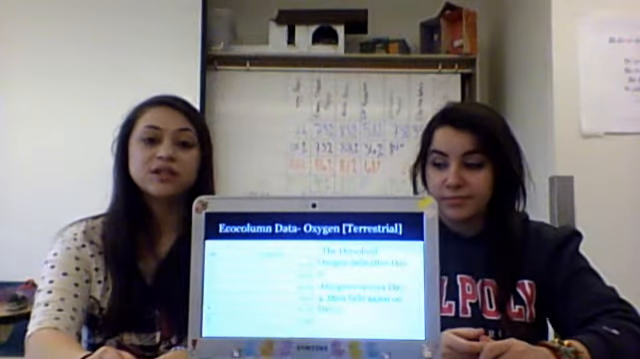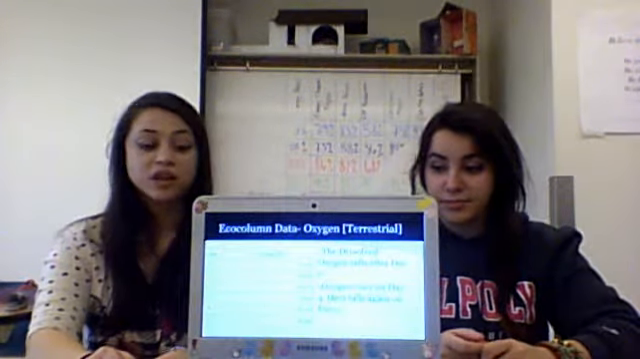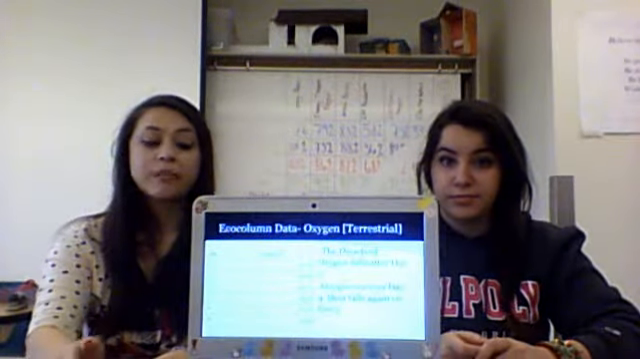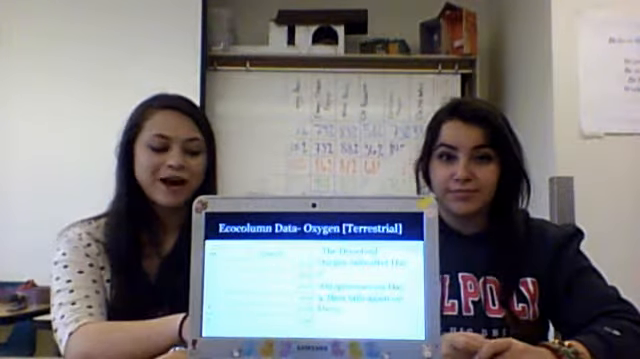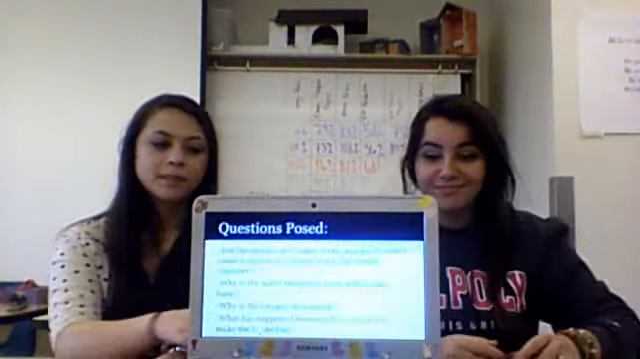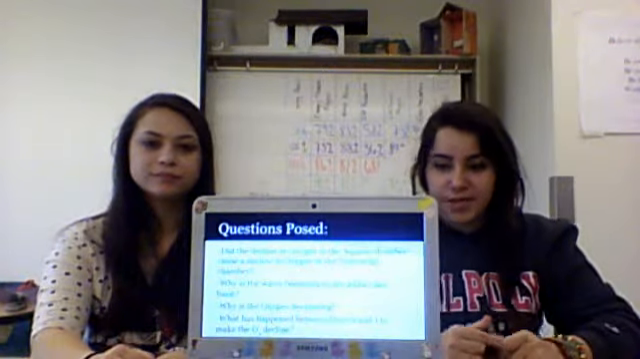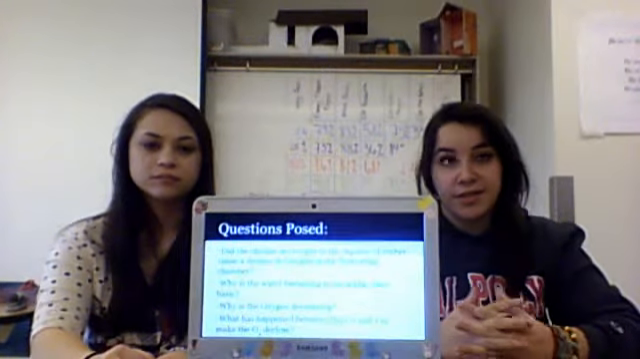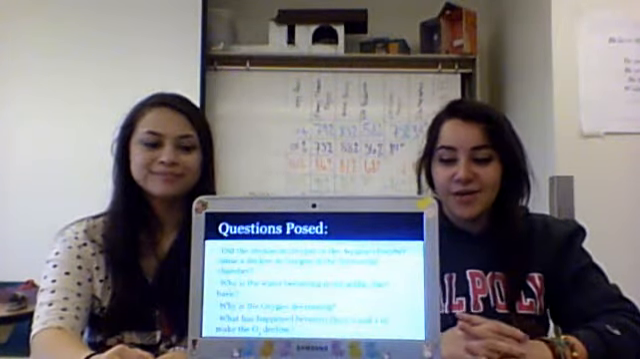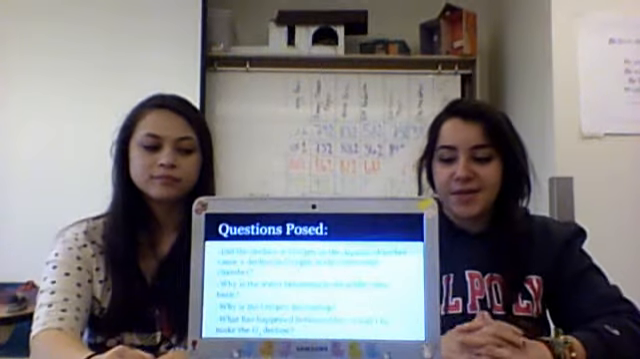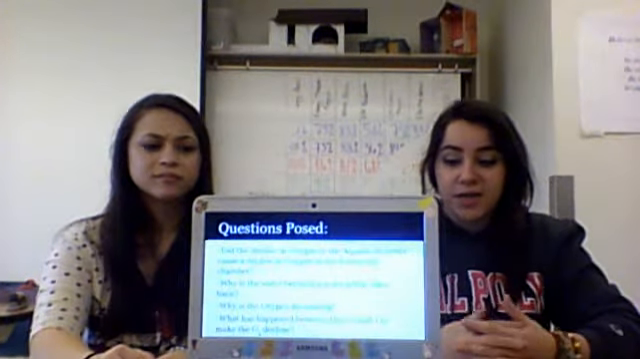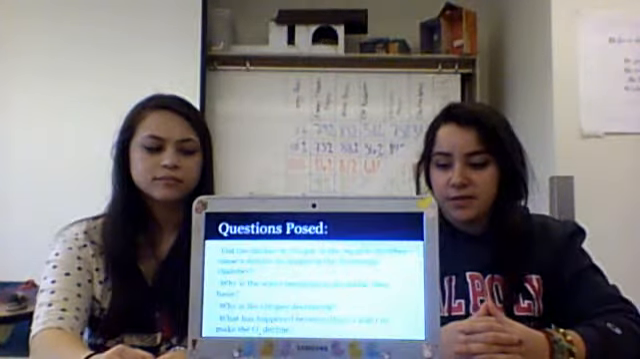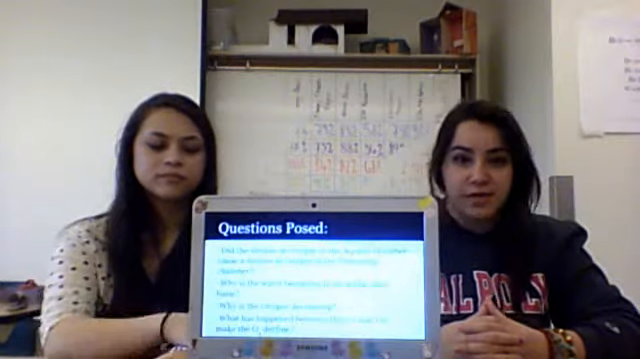So the oxygen in the terrestrial chamber, like the pH levels and the dissolved oxygen in the aquatic chamber, falls after day 0, but rises again on day 4, but then it declines on day 5. So the question posed is, did the decline in oxygen in the aquatic chamber cause a decline in oxygen in the terrestrial chamber? Also, why is the water becoming more acidic than basic? Why is the oxygen decreasing, and what has happened between day 0 and day 1 to make the oxygen decline?